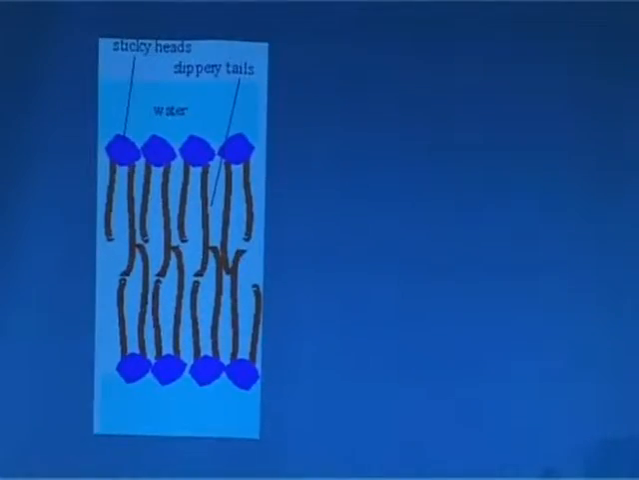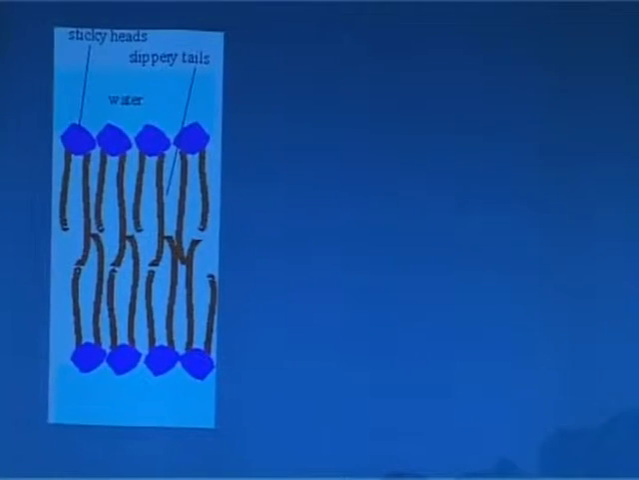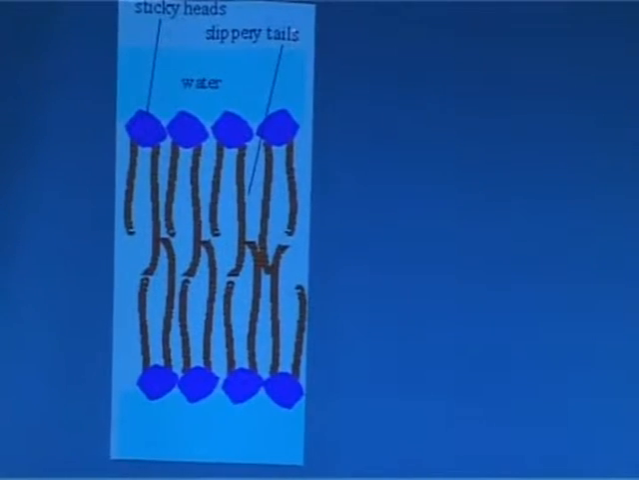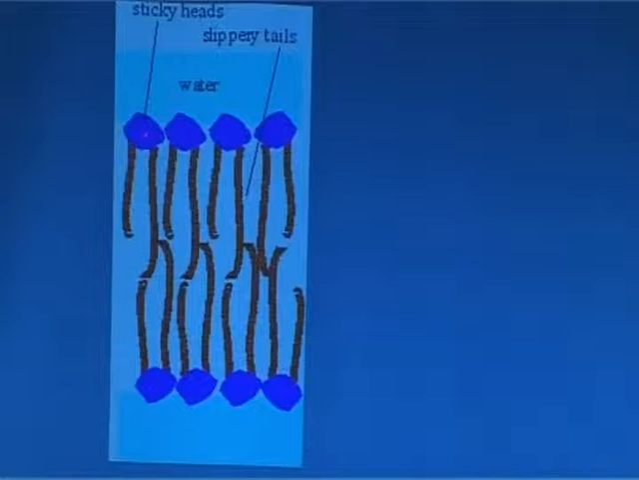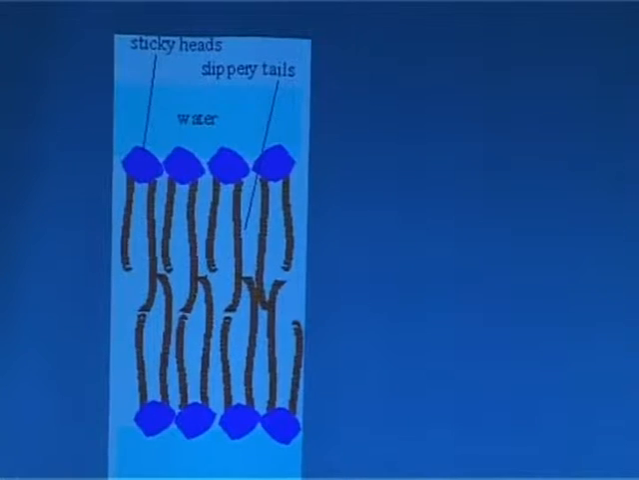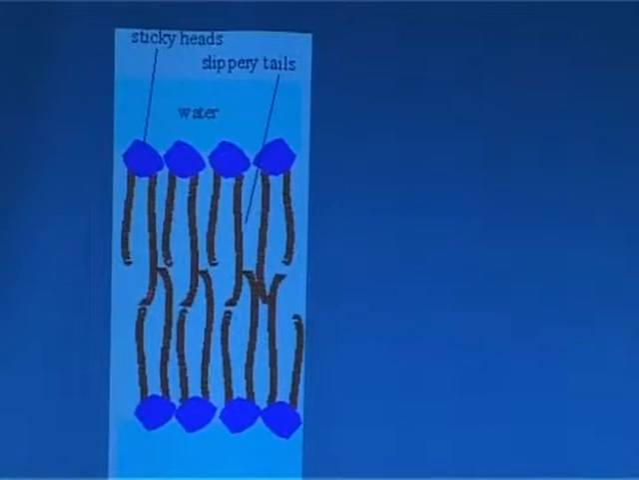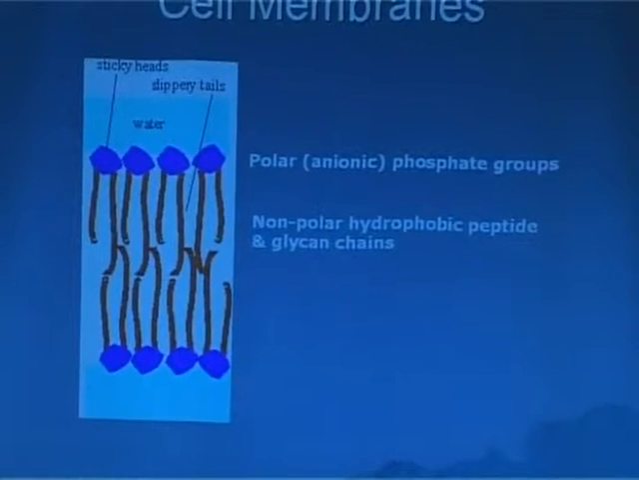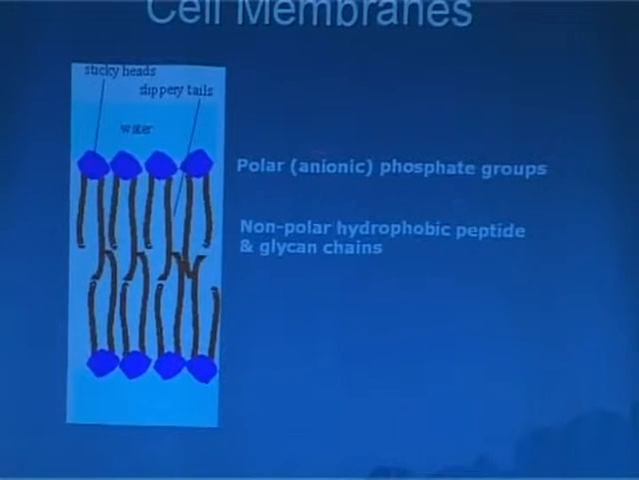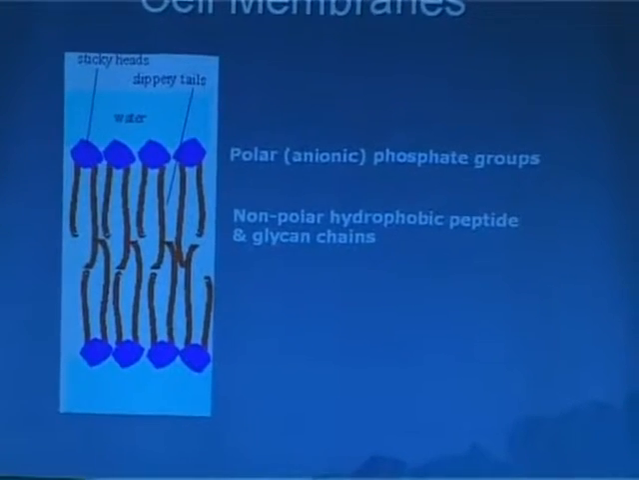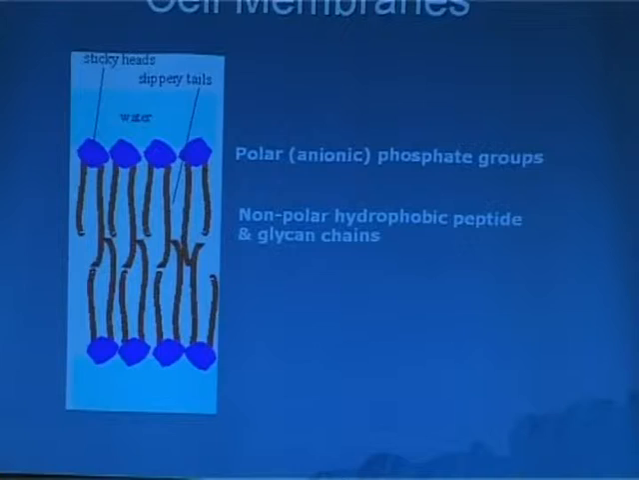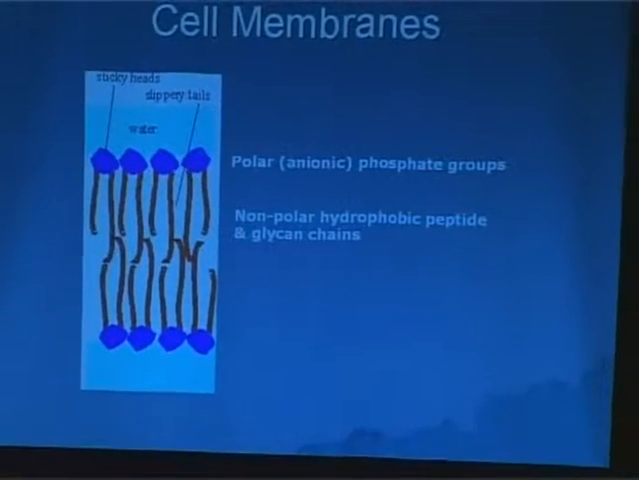Again, a diagram taken off the web showing this idealized structure of a cell membrane. In this particular diagram, it talks about sticky heads. In other words, these are the polar bits that all stick together and are pointing towards the water, whereas the slippery tails, these are the non-polar bits that all link together, like dissolves like. In a real situation, the polar or anionic heads are in fact phosphate groups, whereas the non-polar tails, unlike our quaternaries, instead of just being hydrocarbon chains, are in fact peptide and glycan chains.